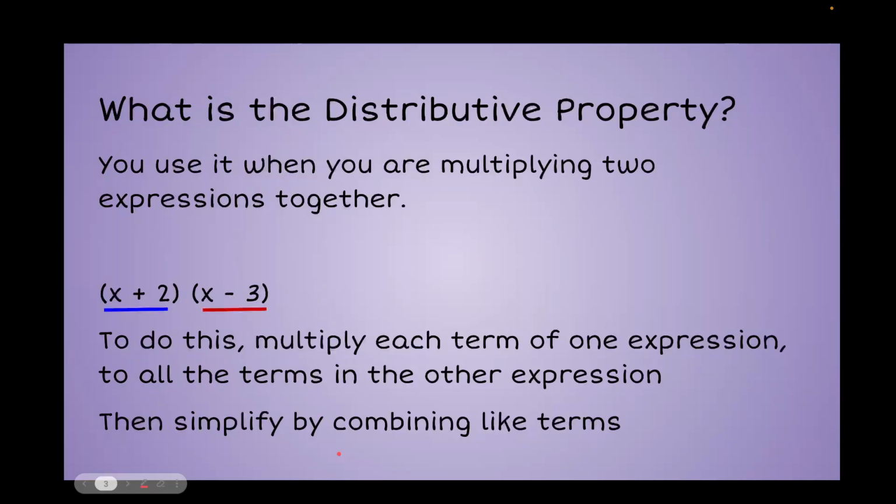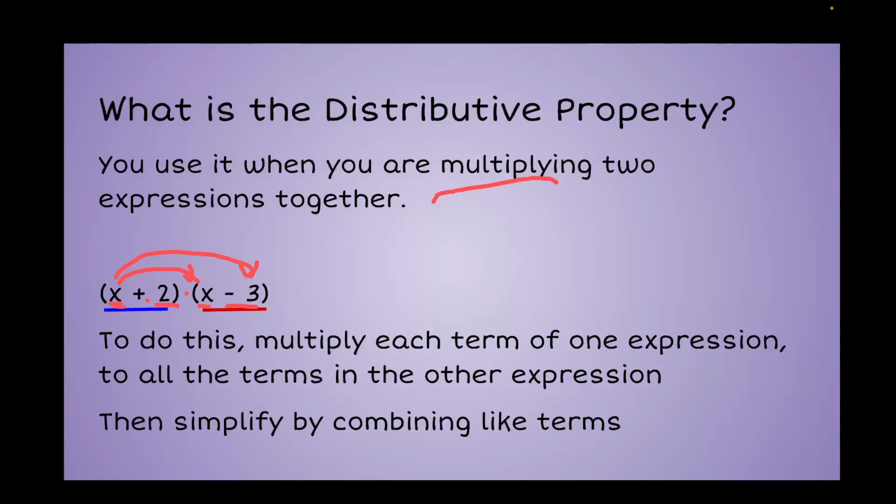So we're going to use this for the distributive property. We distribute when we're multiplying two expressions together, like here. These are two different expressions. The parentheses are here to separate the different expressions. And we know they're being multiplied because there's nothing in between them, which means multiplication. So to do this, we multiply each term of one expression to all the terms in the other expression. So this x here, we multiply it with this x, and we're going to multiply it by both terms in the other expression. So we multiplied it by the x. We also need to multiply it by negative 3. Forgot to mention, underline your terms if you'd like.